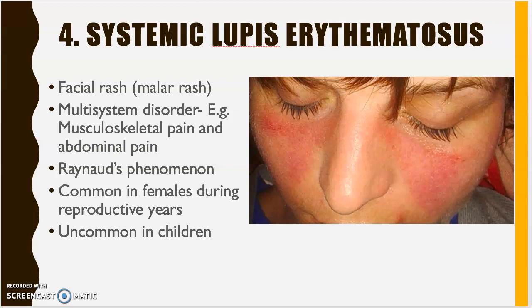This also causes musculoskeletal pain, oral ulcers, fever, arthritis or arthralgia. Raynaud's phenomenon is also common. Renal involvement, abdominal pain, and fatigue are other signs. It's also a multi-system disorder.